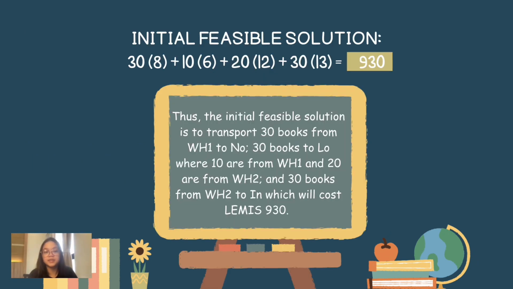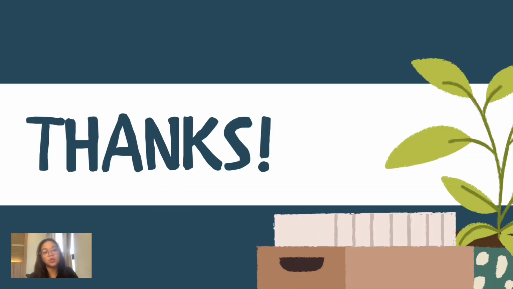Thus, the initial feasible solution is to transport 30 books from warehouse 1 to No, 30 books to Law, where 10 are from warehouse 1 and 20 are from warehouse 2, and 30 books from warehouse 2 to In, which will cost Lemes 930. However, this is only the first doable solution and not the most efficient.